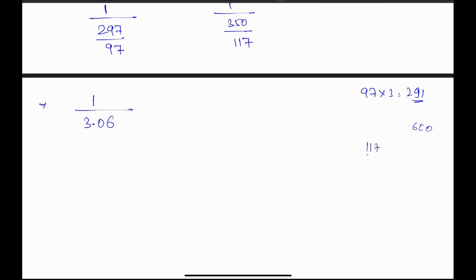And this one is 350 by 117. We already know this is in the range of 3. We'll multiply by 3 and find out the value. 117 into 3 is 351, and 350 is less than that. So here it will be less than 3. Can we say 2.99 something? But it won't be 3, because 3 times is 351, and this is the lesser value. So who will be bigger? This will surely be bigger.